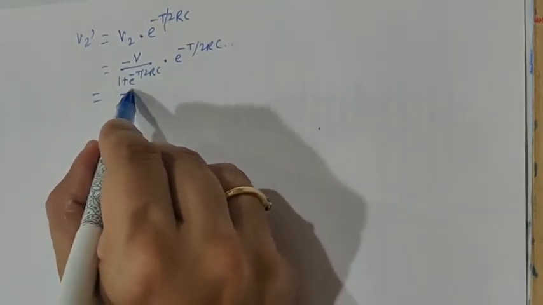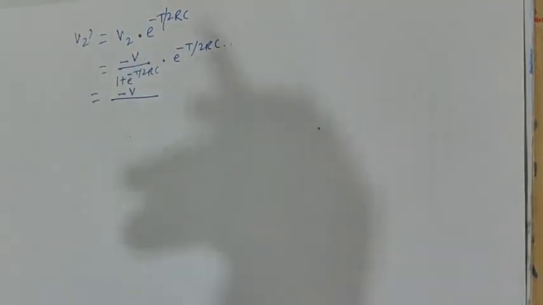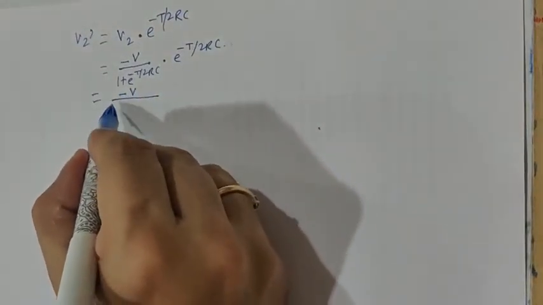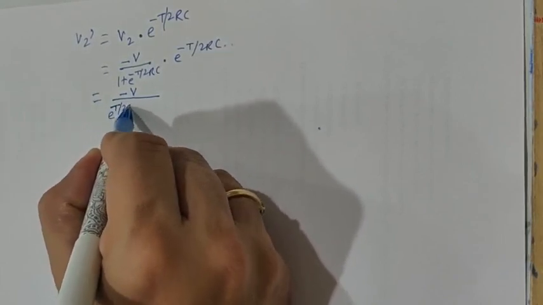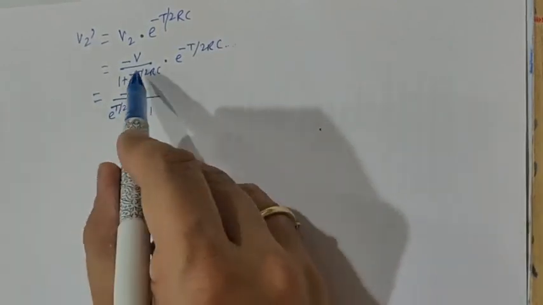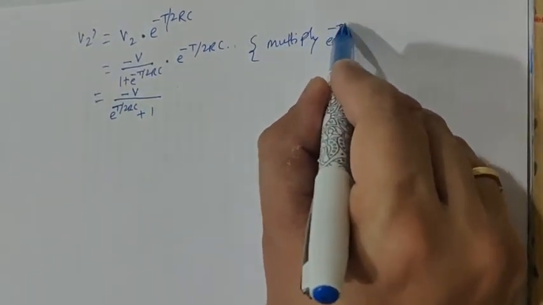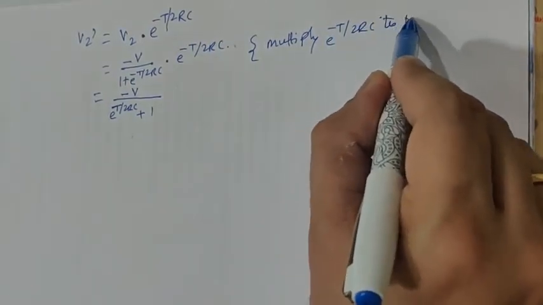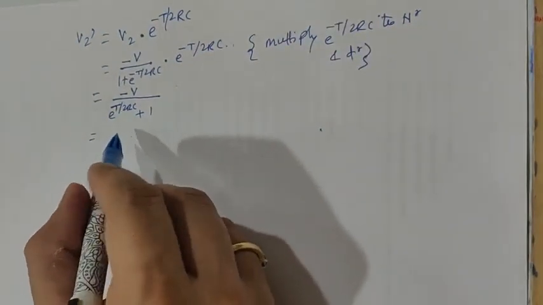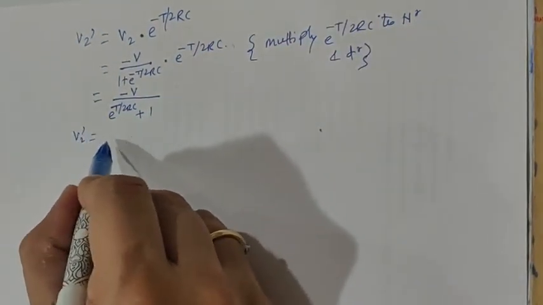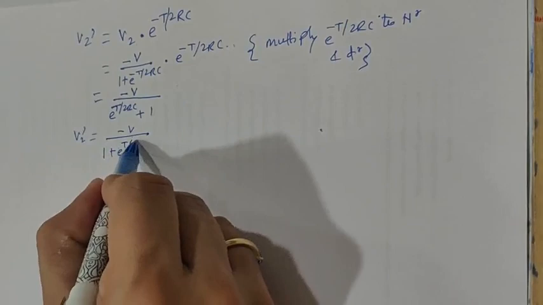So if I multiply this, what will happen? It is going to be minus V. I am multiplying e to the power minus t by twice RC to both the sides, so it is going to be e to the power t by twice RC plus 1. So I multiply e to the power minus t by twice RC to numerator and denominator, and I will be getting this term. So the V2 dash value is going to be minus V upon 1 plus e to the power t by twice RC.